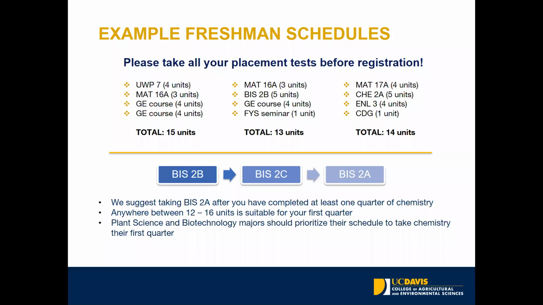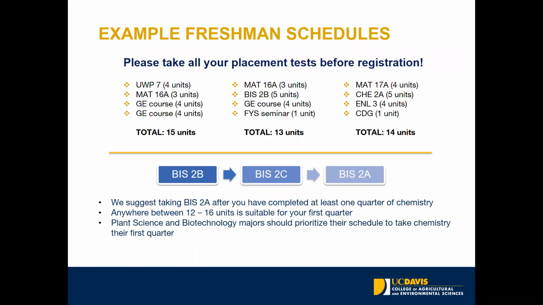Anywhere between 12 and 16 units is completely suitable for your first quarter. 12 is what you need to be at for a full-time student. For transfer or freshman, we really don't recommend taking more than 16 your first quarter. Again, it's up to you, but a quarter system, if you're not used to it, can move pretty fast. So we just don't want you to overload yourselves on the first quarter, because you will have opportunities to make up any missing units as you move along. Plant science and biotechnology majors should definitely prioritize their schedule to take chemistry in their first quarter.